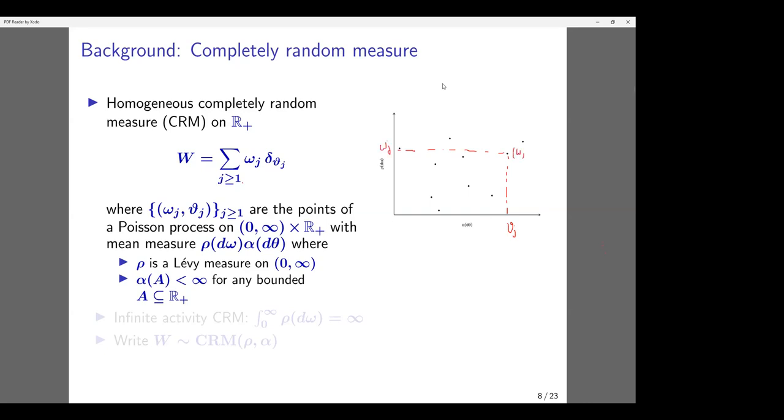Okay, so this point is omega j, theta j. And those points are the points of the Poisson process on the plane with this mean measure. So I'm going to assume rho is some Levy measure on zero infinity, and alpha is finite for any bounded subset of R plus. Okay, so once you have these points omega j, theta j, the measure is obtained by having, at location theta j, a weight of omega j.